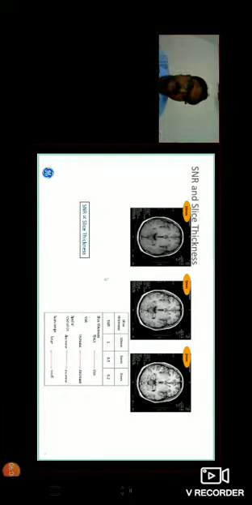Here there is one more term you can see, which is spatial resolution. We'll discuss what spatial resolution is. As the slice thickness increases, the spatial resolution decreases. You can see there is not much gray and white matter differentiation in this image.